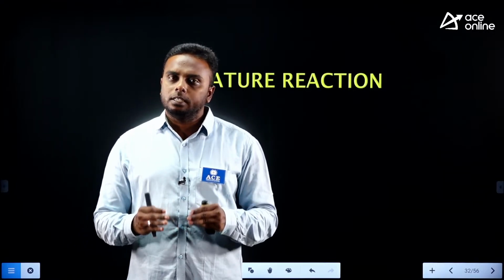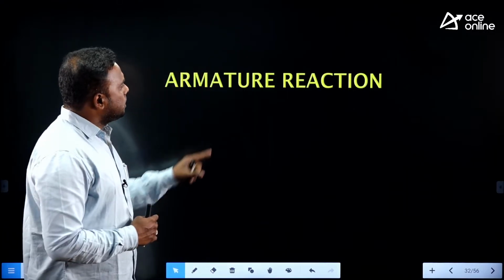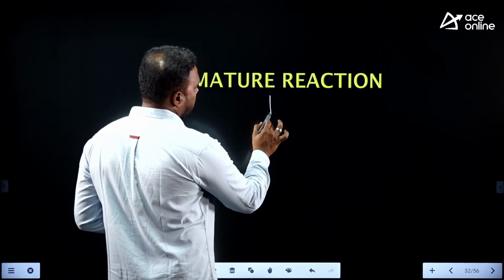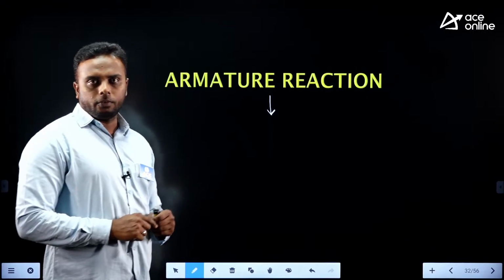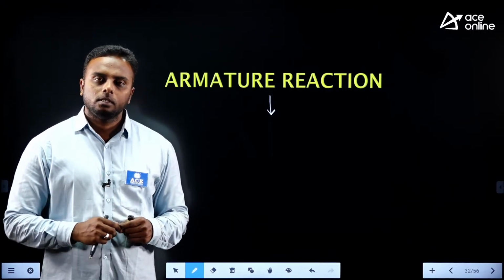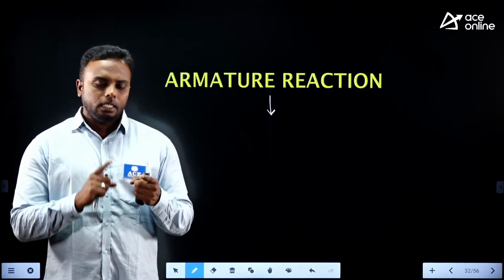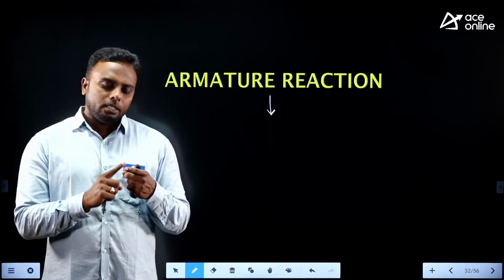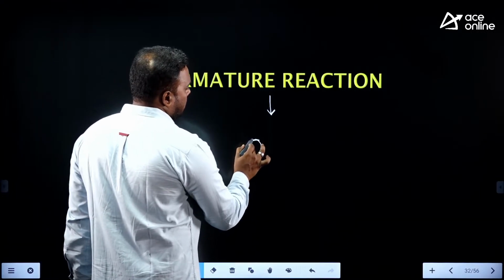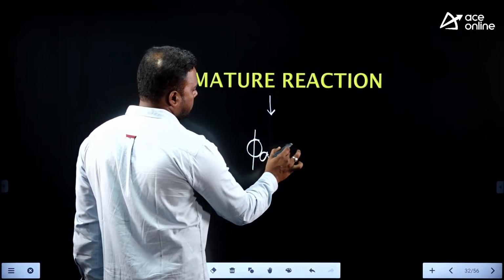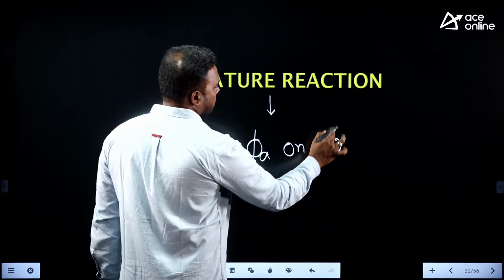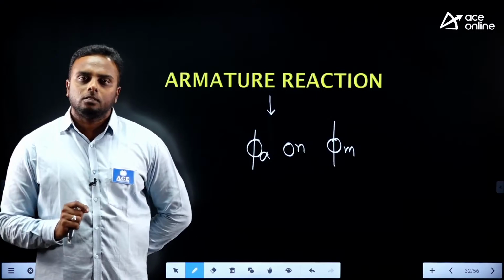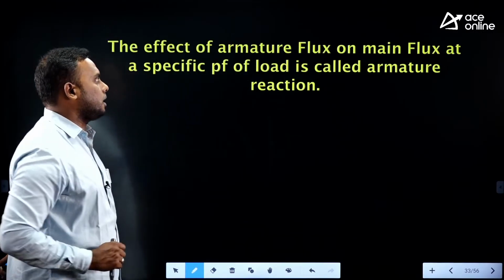So let's see first what is the definition of armature reaction. Armature reaction is nothing but the reaction between two fields. In every machine we have two fields. Let us take DC and synchronous. We have two fields here: one is armature flux and the other is main flux. The effect of armature flux on main flux is called armature reaction.